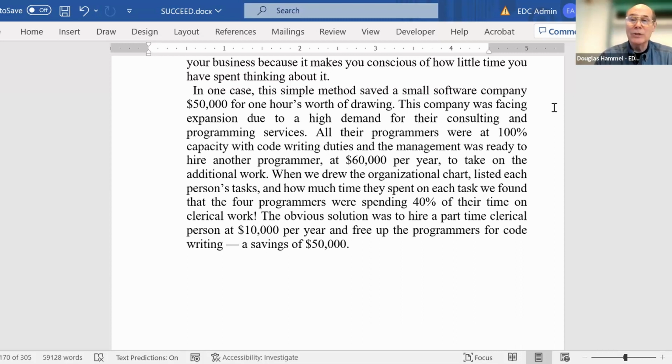When we drew the organizational chart, listed each person's task, that's the value stream, right? And how much time they spent on each task, we found that the 4 programmers were spending 40% of their time on clerical work. The obvious solution was to hire a part-time clerical person at $10,000 per year and free up the programmers for code writing, which they love doing. So just by drawing on paper, we saved this company $50,000. And they almost doubled their output of coding time. So when those senior coders were full up, then they hired another programmer, but they already had the profits and the profit margin to do that.